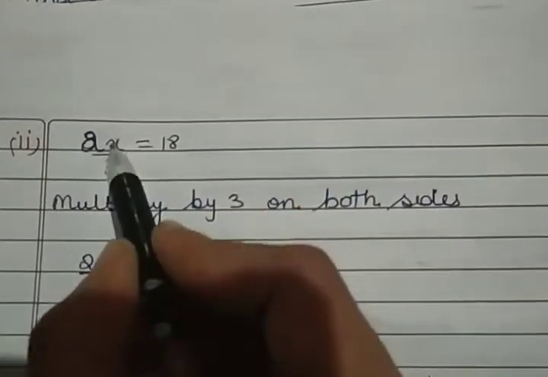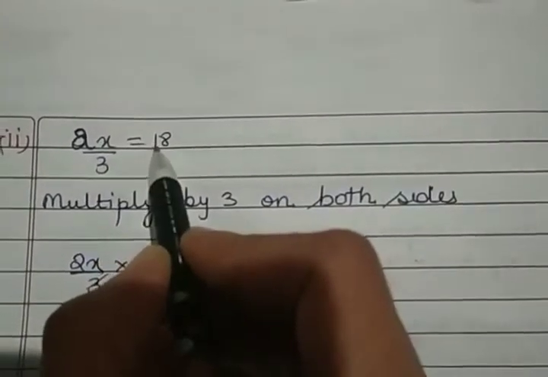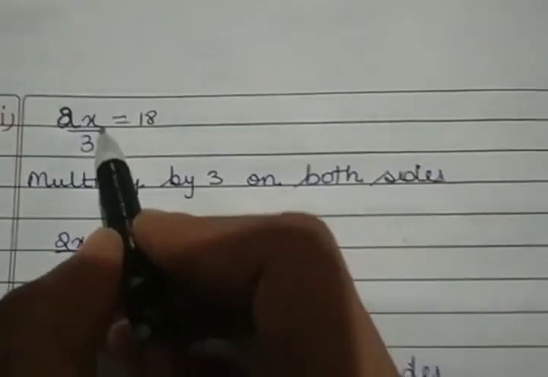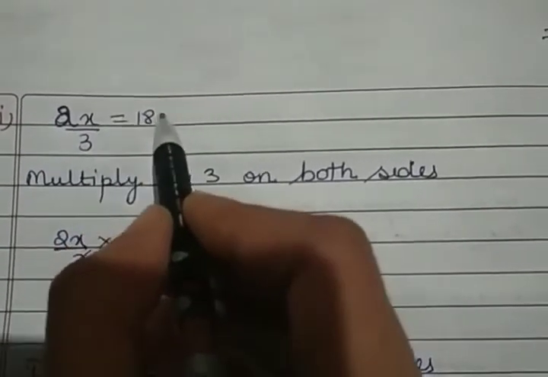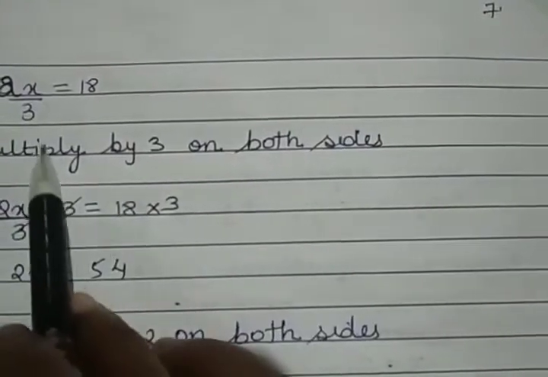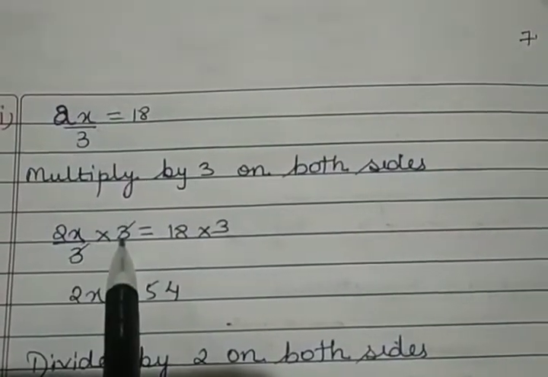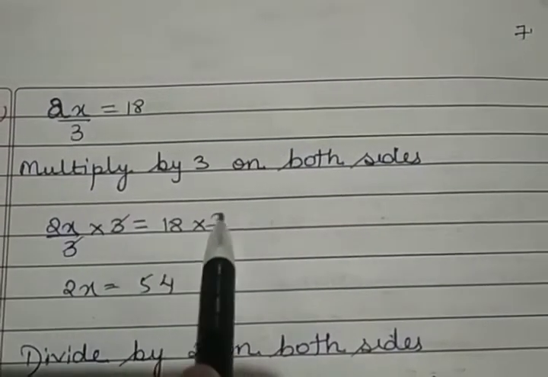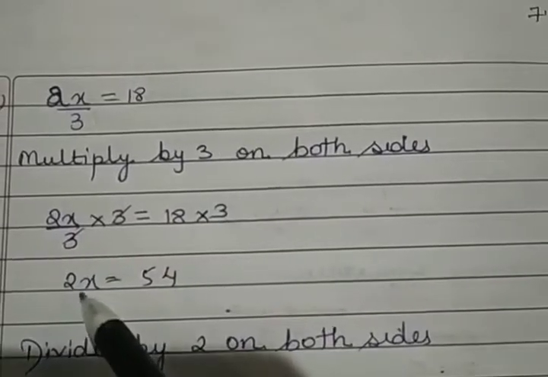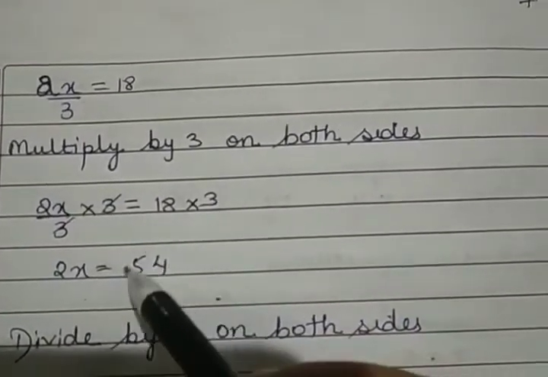Here you have 2x upon 3 is equal to 18. The first step is to get rid of the denominator. So if I multiply both the sides by 3, then here 3 and 3 will get cancelled. So multiply by 3 on both the sides. So you'll get 2x upon 3 multiplied by 3 is equal to 18 multiplied by 3. These numbers will get cancelled and you'll get 2x is equal to, this is 54.